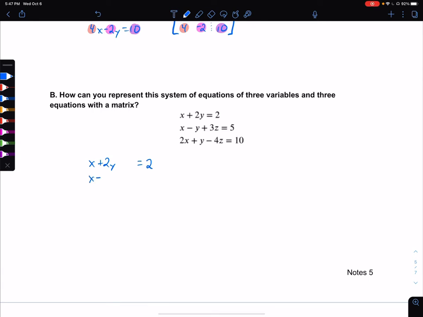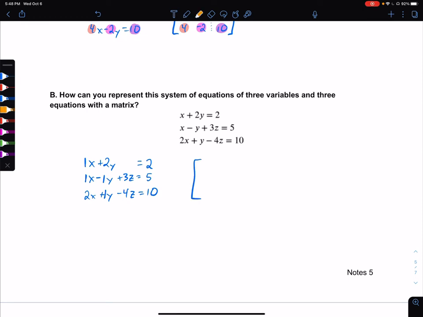So x minus y plus 3z. Notice that the first equation does not have a z term. It means we can't ignore it, but there is something we can do. There's something missing right here, so just be careful with that. I'm going to put ones in here just to remind myself. We do need to put those in. In this matrix, there's actually going to be three rows, because we have three equations.